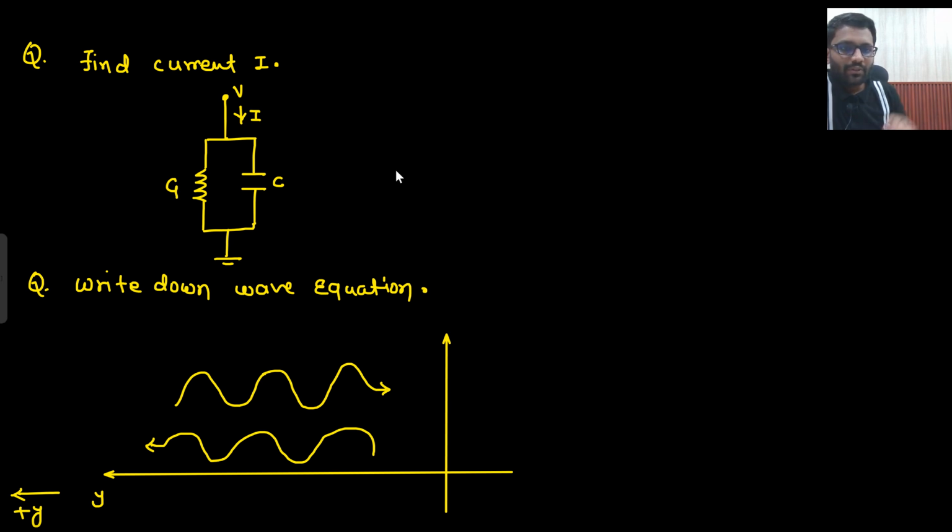The simple question is given: you need to find the value of current I. This potential V is there. This C is the capacitance, and this G is the conductance, not resistance. So what will be the current? Current is simply V by the impedance provided by the capacitance. What is the impedance provided by the capacitance? That is 1 by j omega C, plus V by the impedance provided by the conductance. What would that be? 1 by G. Do you agree to this point?